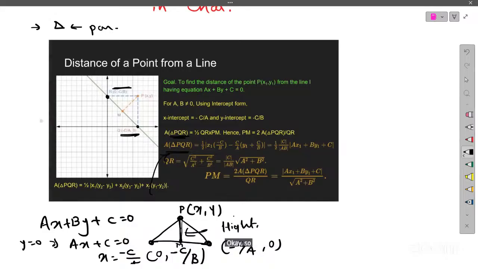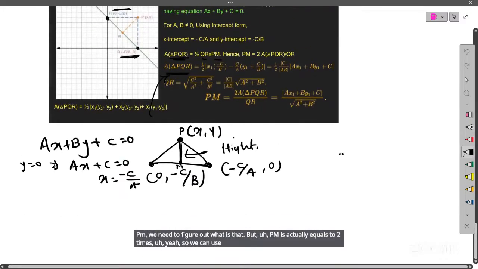So here he uses QR, which we can find out just by the distance between two points. PM we need to figure out what that is. But PM is actually equal to 2 times, so we can use this thing.